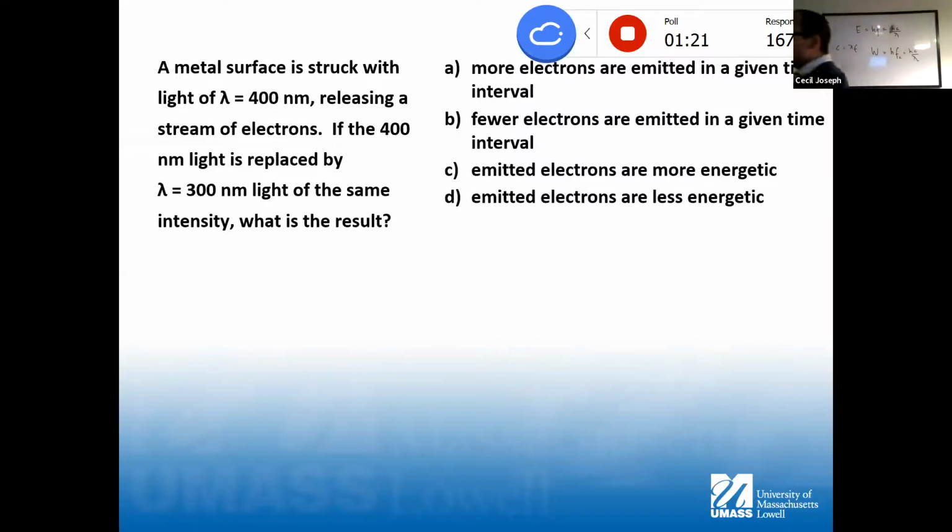The question now becomes, what is true about these electrons that are emitted? I am now hitting it with more energy. Is that energy going into releasing more electrons, or is that energy going into increasing the energy of the ejected electron?